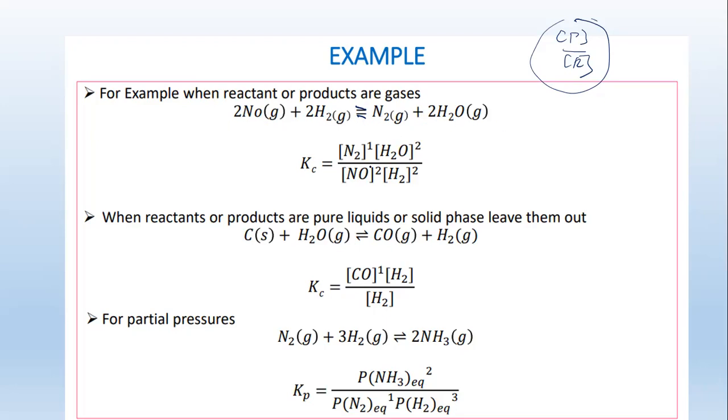Therefore let us write the expression. This is how we write it: products over reactants. The products are N2 and H2O. The coefficients here are 1, we raise them as our exponents. There the coefficient is 2, we raise it as exponent. The same applies to the reactants. Our reactants are NO and H2. And therefore, NO is to the power of 2 from the coefficient, and H2 is to the power of 2 from the coefficient. And therefore, this is how we write the equilibrium expression for this chemical reaction.